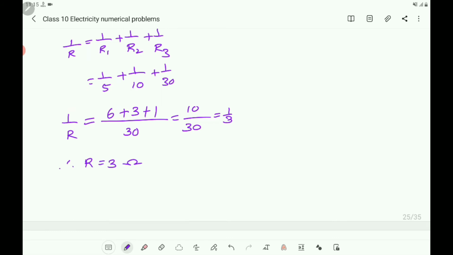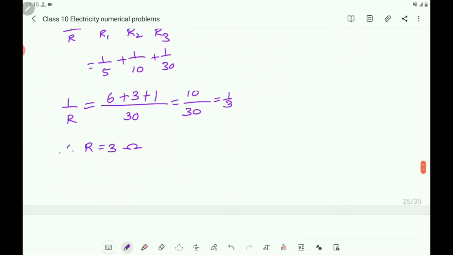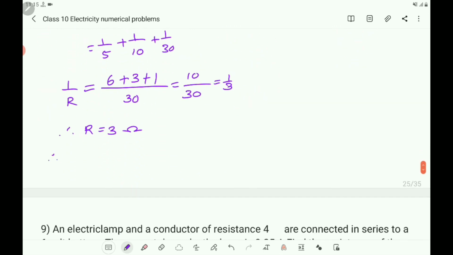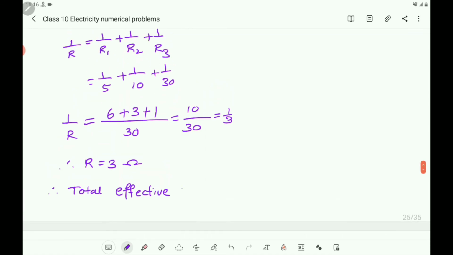So what is the effective resistance R? Therefore, total effective resistance R equals 3 ohm.